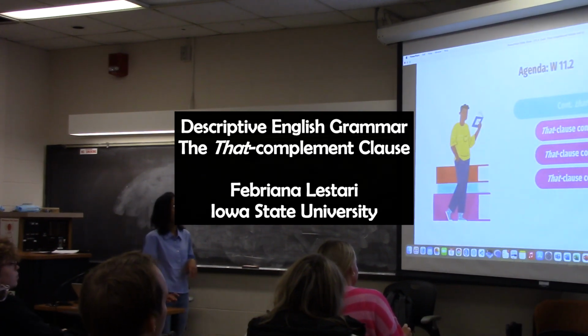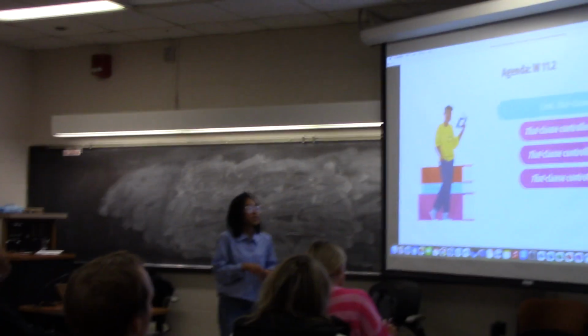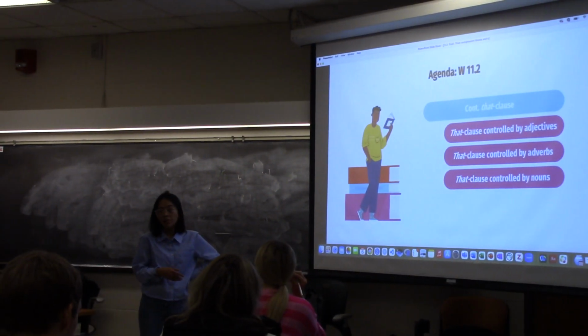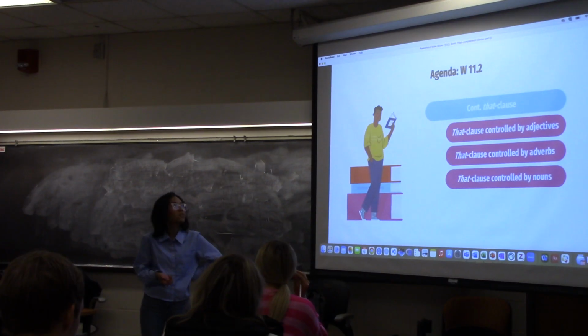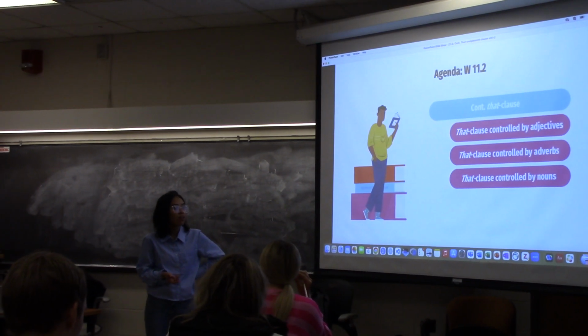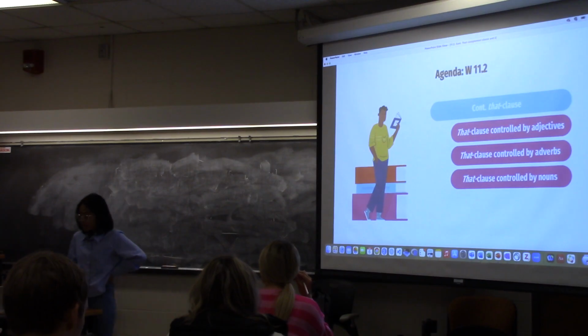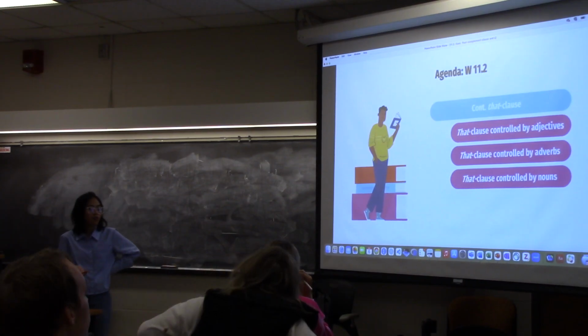This is the overview of what we're going to do today. We're going to continue the that clause, and we're going to look at the 3 types of that clause in detail. So you're going to learn about the that clause controlled by adjectives, the that clause controlled by adverbs, and the that clause controlled by nouns.